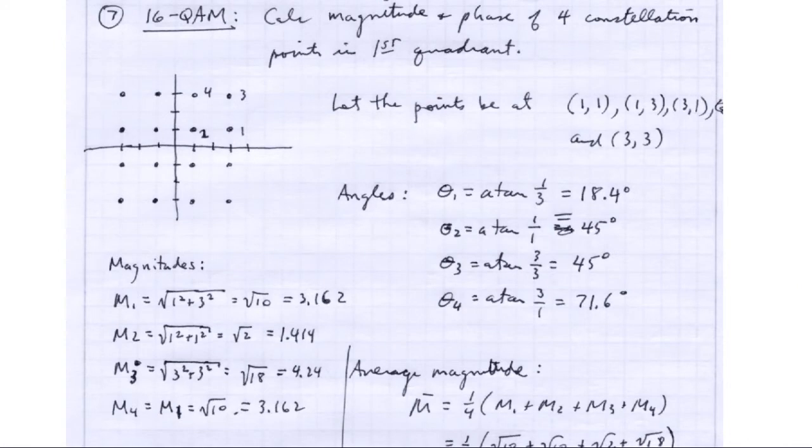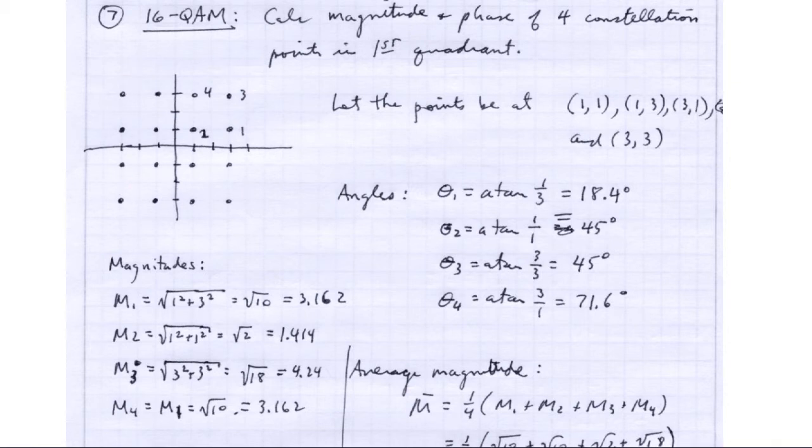Okay, in this video I'm going to show you problem 7 and maybe problem 8 also from the homework. It says to calculate the magnitude and phase of 4 constellation points in the first quadrant. Here I drew out a 16 QAM, so we're talking about 16 QAM here, and I drew out the 16 constellation points, and they're evenly spaced in a nice evenly spaced square, 4 by 4. And the whole thing is centered on the origin.